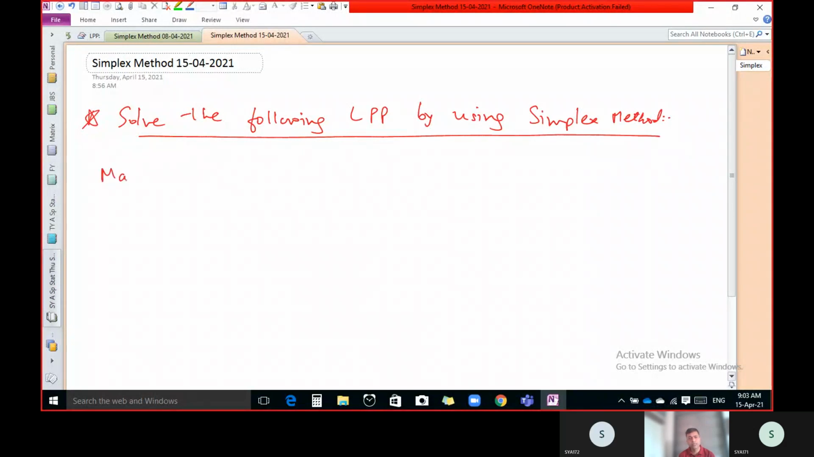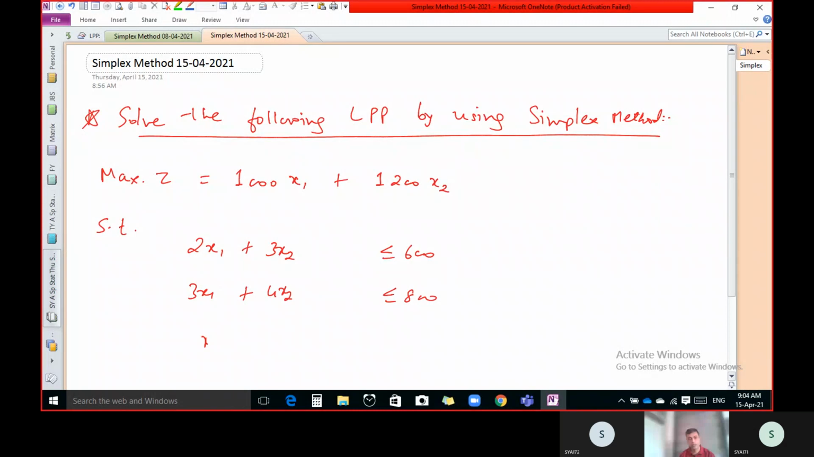The question is maximize z equal to 1000 x1 plus 1200 x2, subject to the constraints 2x1 plus 3x2 less than or equal to, let us say, 600, 3x1 plus 4x2 less than or equal to 800, and x1, x2 greater than or equal to 0. So this is the problem.